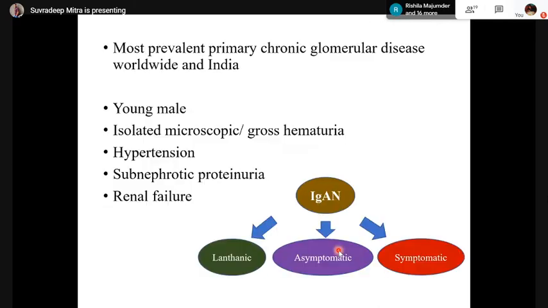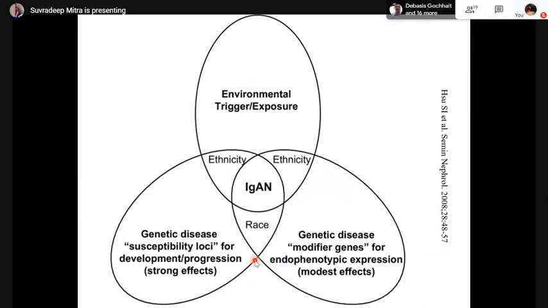It's the most prevalent chronic glomerular disease worldwide and in India. Young male, isolated gross hematuria, hypertension, subnephrotic proteinuria, and renal failure: these are the commonest manifestations of IgA nephropathy. Please beware of this disease. It's really, really rampant, really common in our routine practice. Obviously, IgA nephropathy can present as symptomatic, as we have already discussed. Also, it can be asymptomatic, and there can be incidental deposits. There is usually an environmental trigger as well as a genetic predisposition.